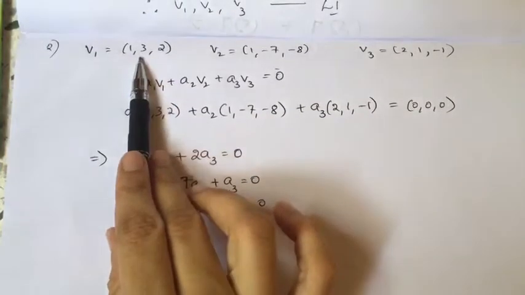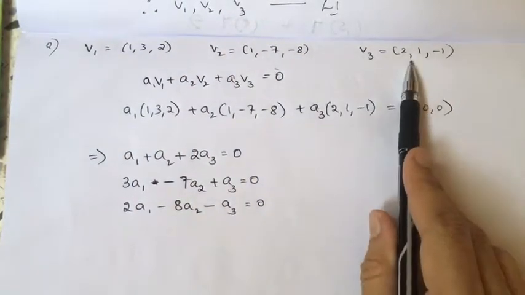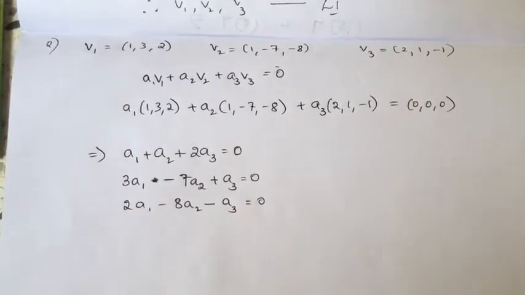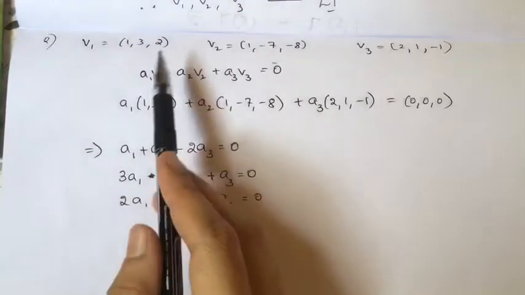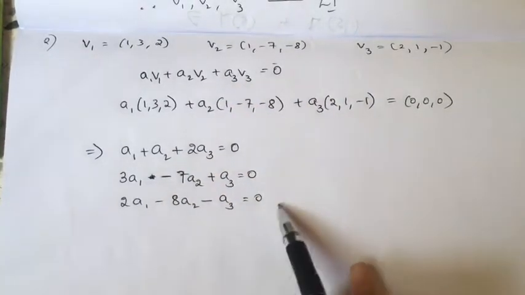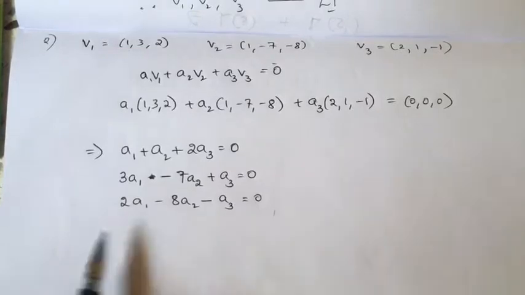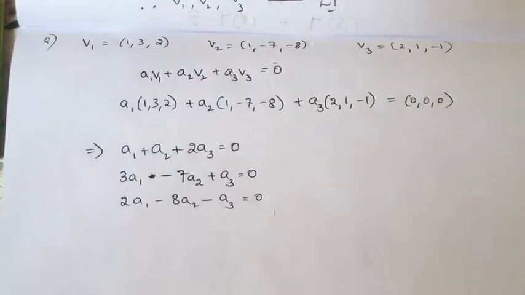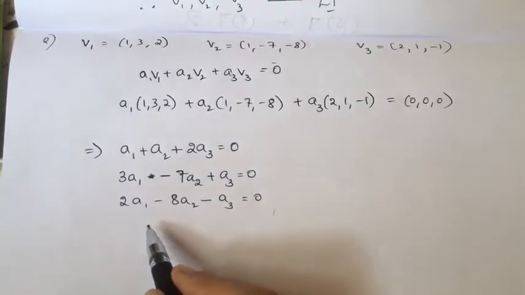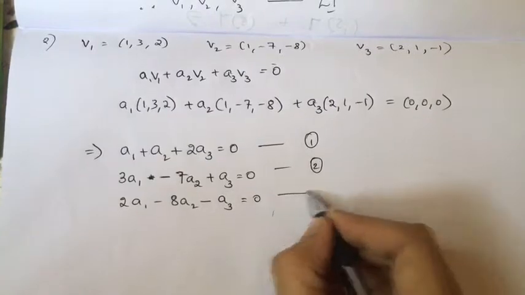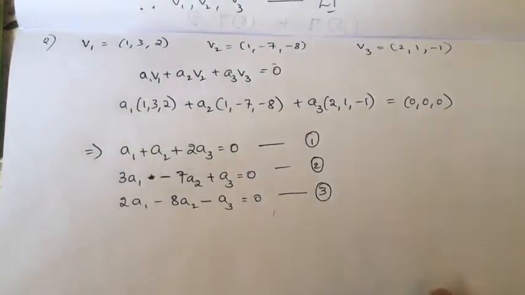These are my vectors: (1, 3, 2), (1, -7, -8), (2, 1, -1). I have to check for linear independence or linear dependence. So I am applying a1 V1 plus a2 V2 plus a3 V3 equal to the 0 vector, and I am getting these three equations. In the previous case, I directly got one constant equal to 0. It's a scalar always. Here in this case, I'm not getting that, so I have to combine the equations. Let me name the equations. I have to get the values for a1, a2, a3.